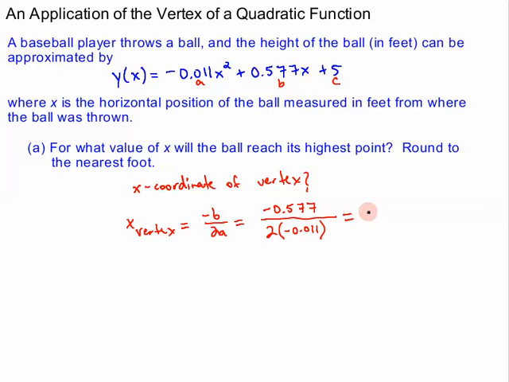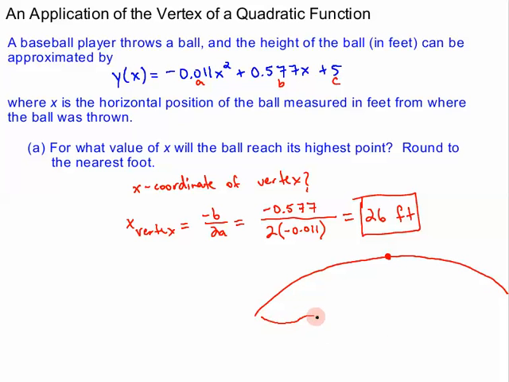It says round to the nearest foot, so I'll say 26, and that would be in feet because the height of the ball is measured in feet, and x is the horizontal position measured in feet again. So the x value is in feet. So the answer is when the baseball is 26 feet away from where it's thrown, right? The baseball makes a shape sort of like this. Its highest point is right here. That means this distance from where it's thrown is 26 feet. It takes 26 feet away to reach the highest point.